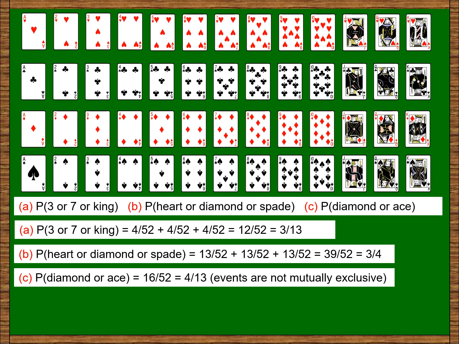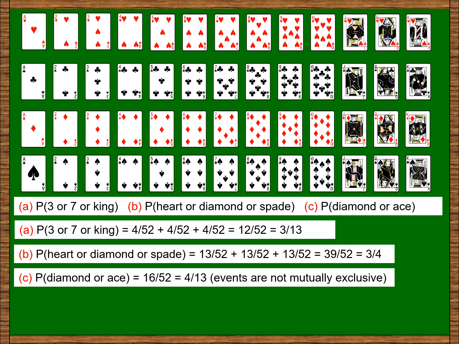This is not something that will happen, but it's interesting for you to see the problems here. These events are not mutually exclusive. Okay, there are 13 diamonds and 4 aces. So using our rule, 13 out of 52, add 4 out of 52 would normally be 17 out of 52.